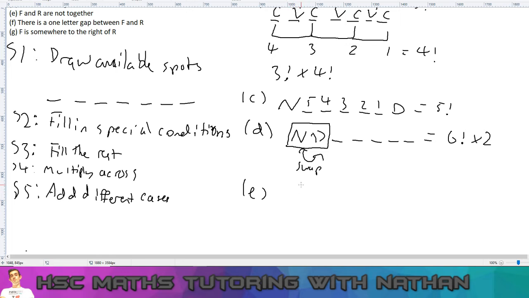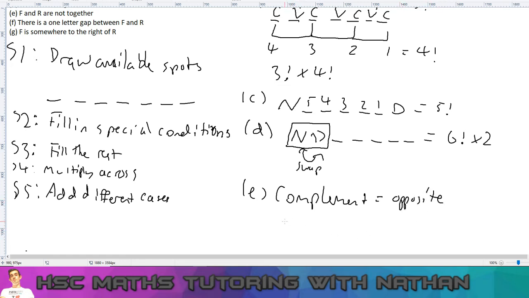Okay, that would be multiple cases to consider. Because if F and R are not together, there's going to be 1 gap, 2 gap, 3, 4, and up to 5 gaps between them. So that's 5 different cases to consider. So here's a special trick. We look at the complement, which is the opposite.